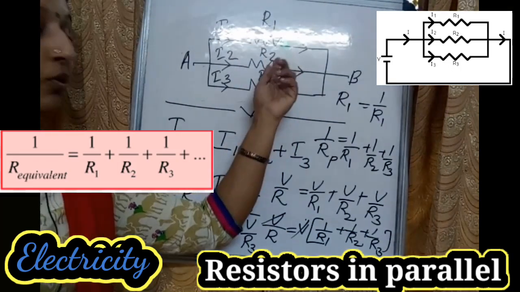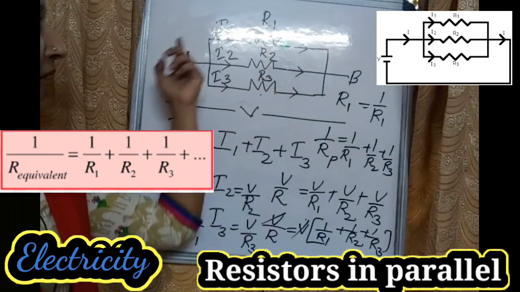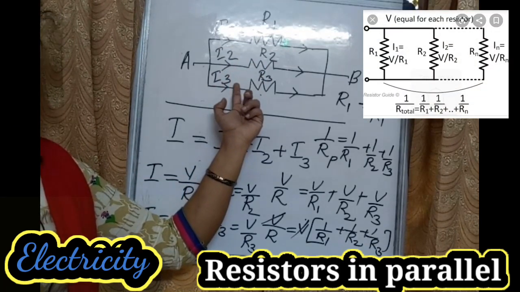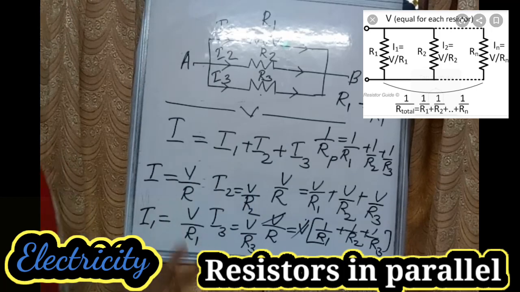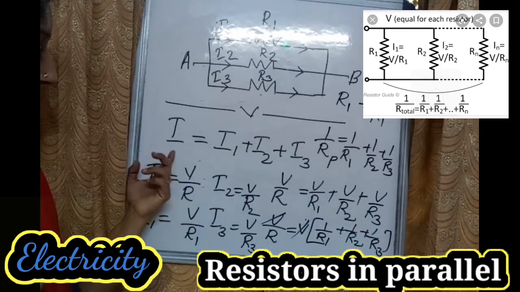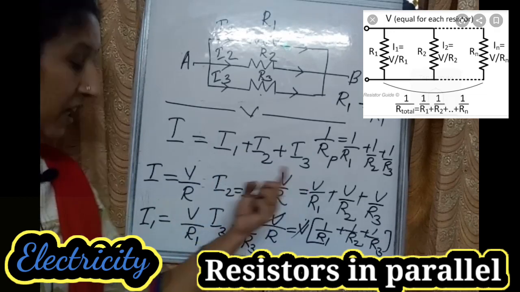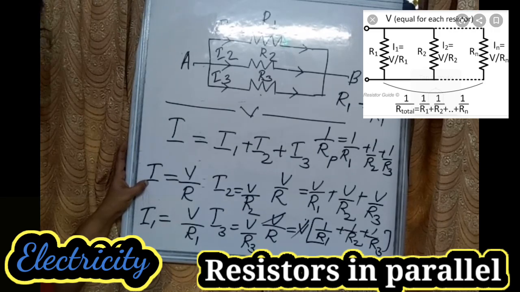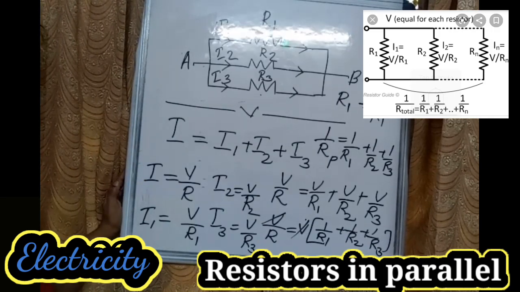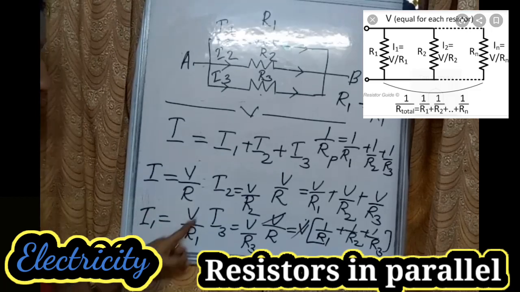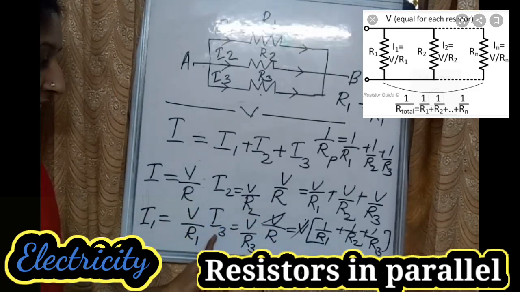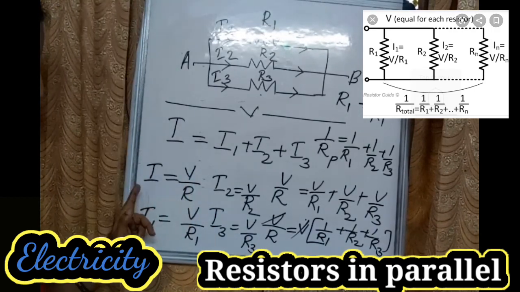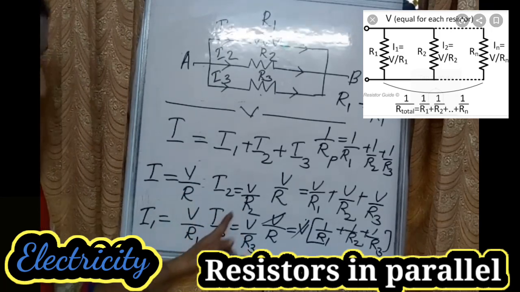R1, R2 and R3 are the resistors connected in parallel, and I1 is the current through R1, I2 is the current through R2 and I3 is the current through R3, and V is common for all the resistors, and it is proved that I equals I1 plus I2 plus I3. Then write the Ohm's law equation I equal to V by R for each: I1 equal to V by R1, I2 equal to V by R2, I3 equal to V by R3.